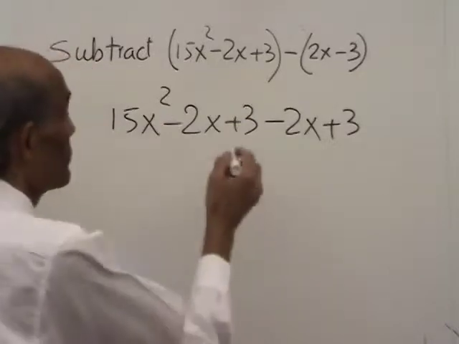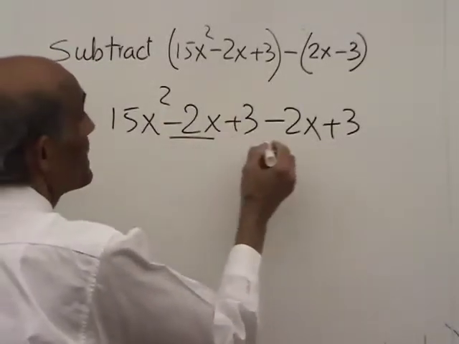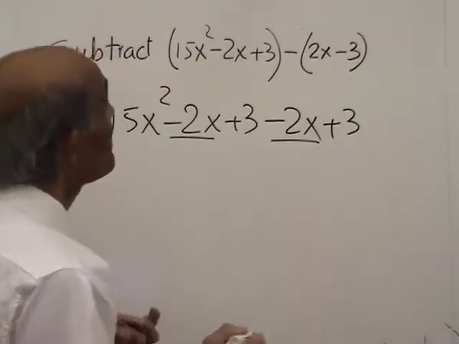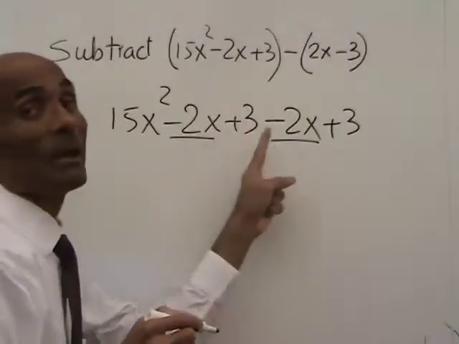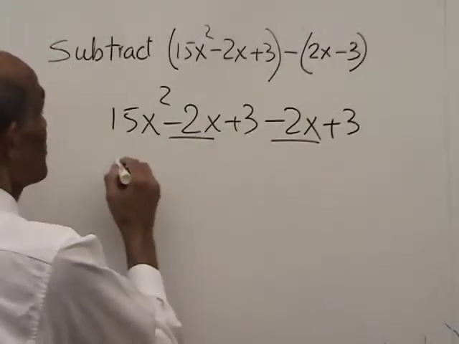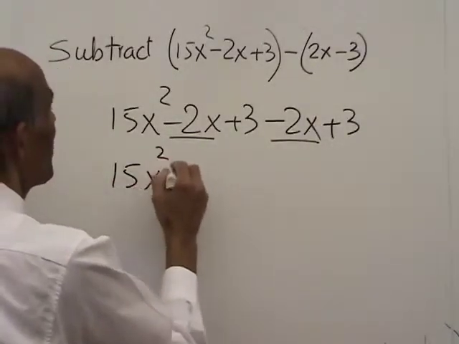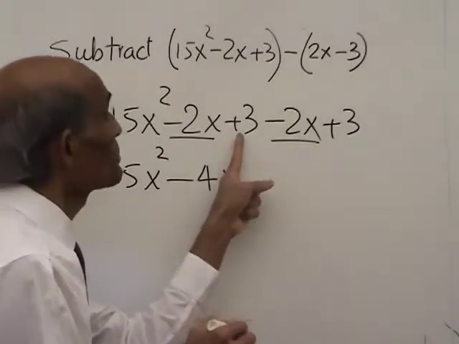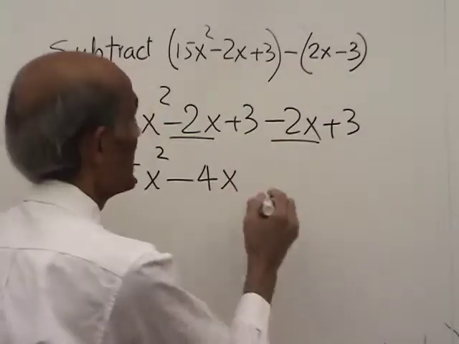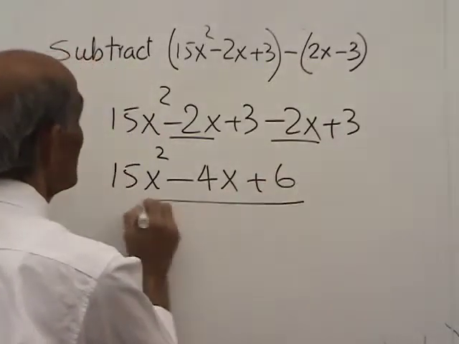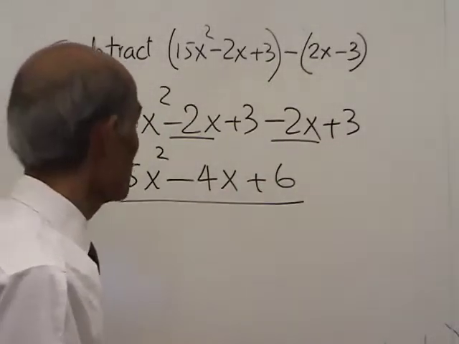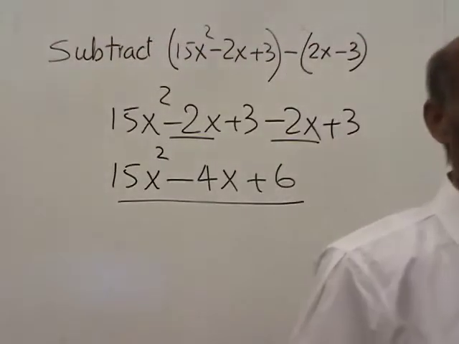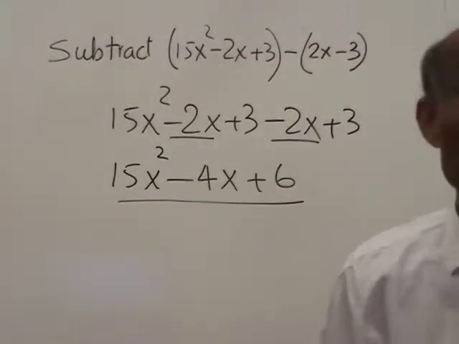combine like terms. You can see minus 2x combines with minus 2x gives me minus 4x. So that will be 15x squared minus 4x, and 3 plus 3 is plus 6. So the answer is 15x squared minus 4x plus 6.